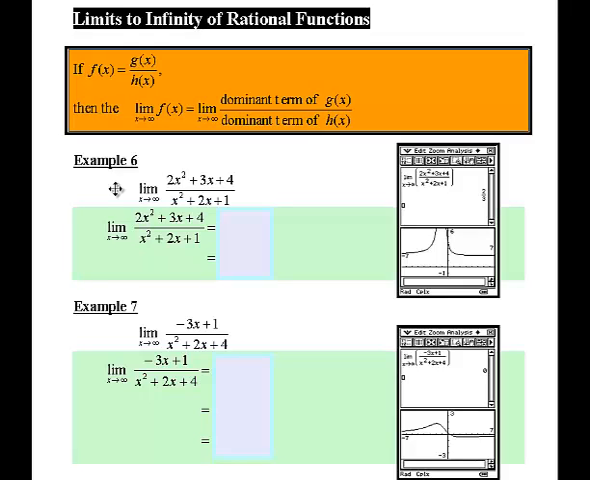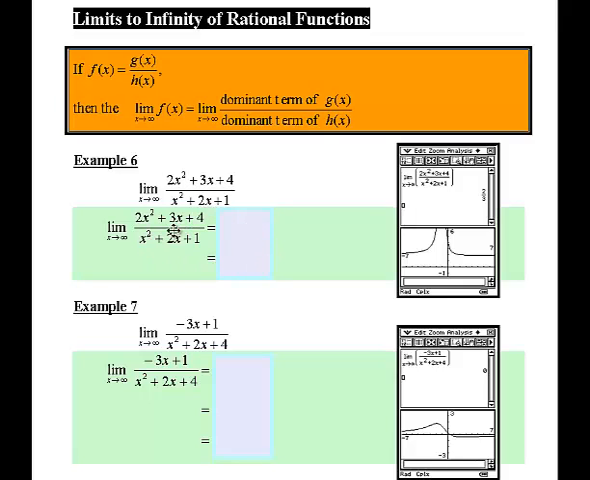And that's because as x gets really, really, really big, it's only the dominant part that really makes a difference. In this case, the +4 and the +1 are just going to be insignificant. In fact, so is the 3x and the 2x.